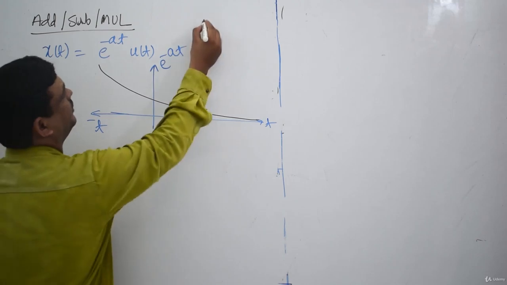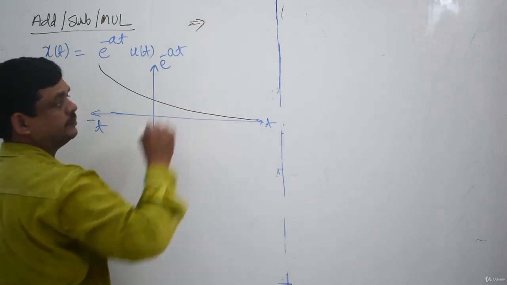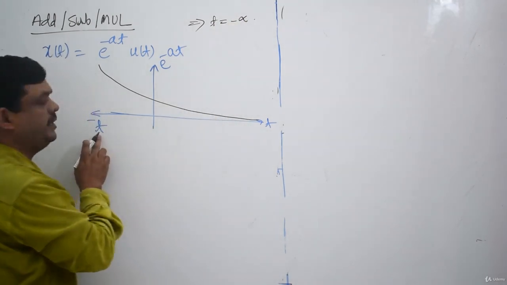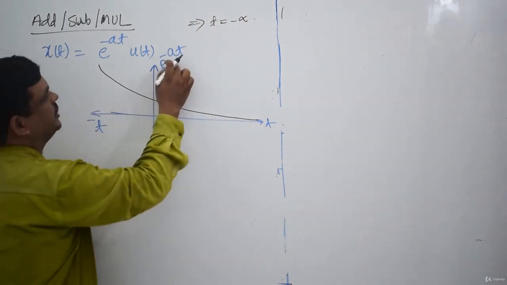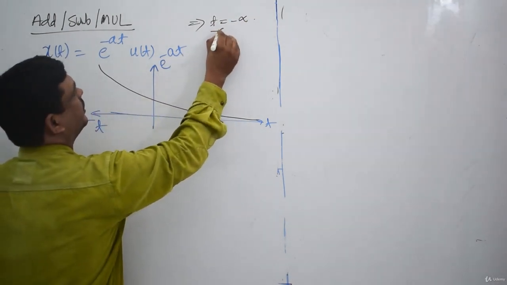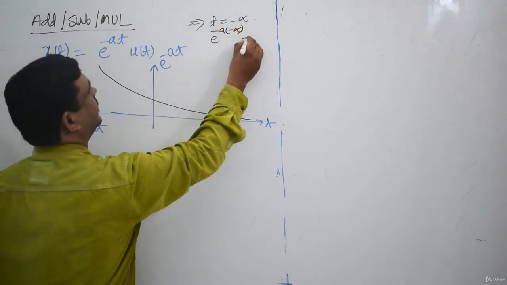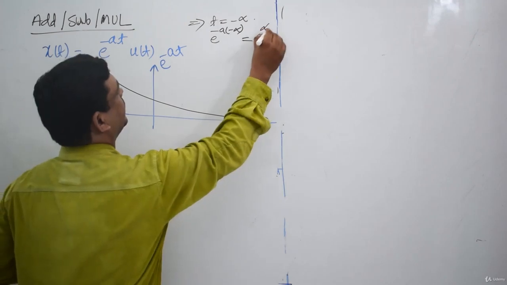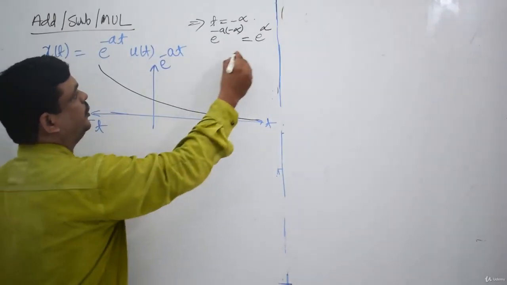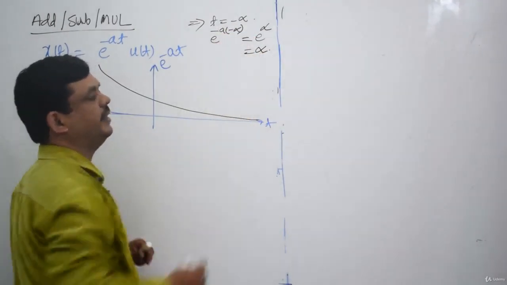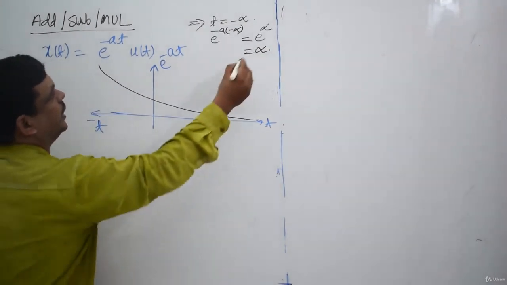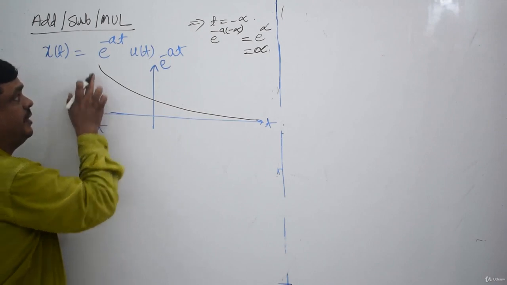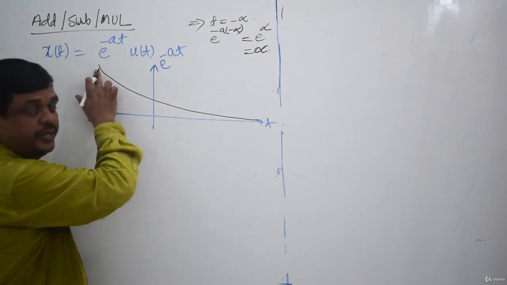So initially I am substituting here t as minus infinity. T is minus infinity this side. So substituting, e power minus of minus infinity is e power infinity. E to the power of infinity is infinity. Then at t tends to minus infinity, the amplitude is infinity.